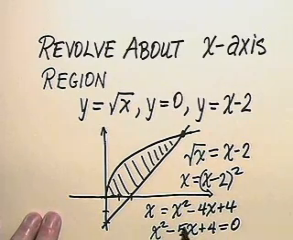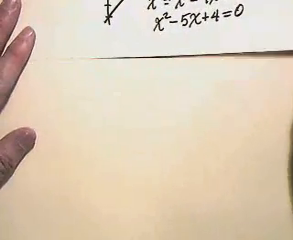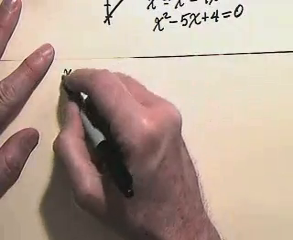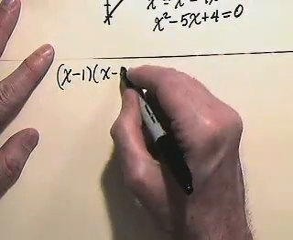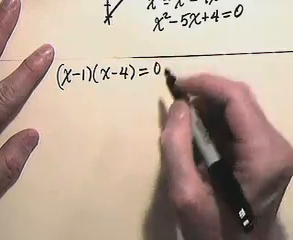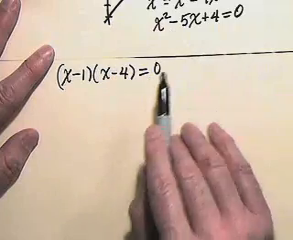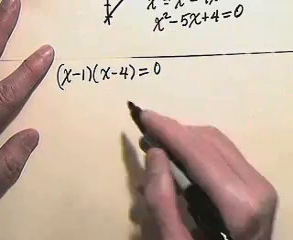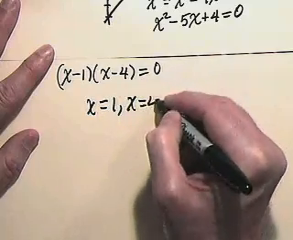Well, that's easy to factor. Notice it's just x minus 1 times x minus 4. So consequently, coming over to another sheet here, we have x minus 1 times x minus 4 equals 0 as a factorization of the x squared minus 5x plus 4. And so that gives us the solutions x equals 1 and x equals 4.